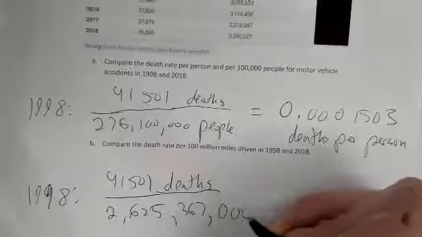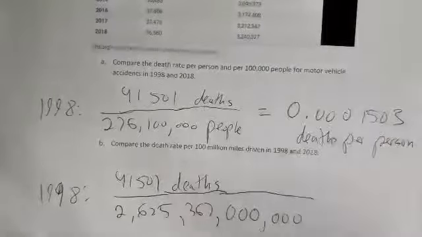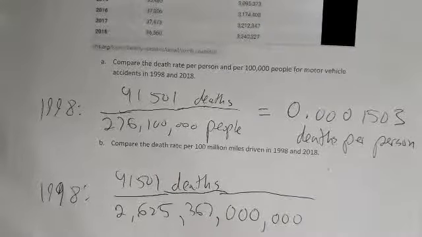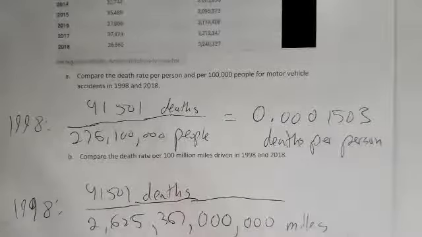Okay, how many zeros am I adding to get to millions? I think it should be 6, right? 3 would get you to thousands, and 3 more would get you to millions. This would be deaths per mile. You could do it this way.